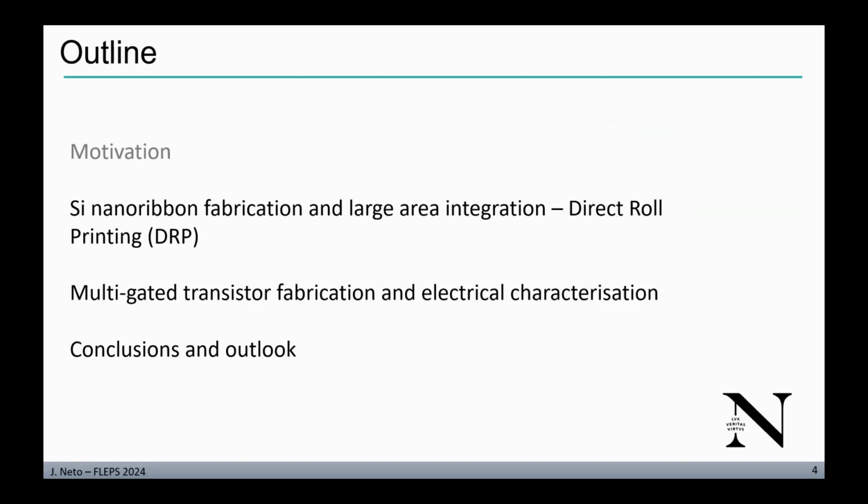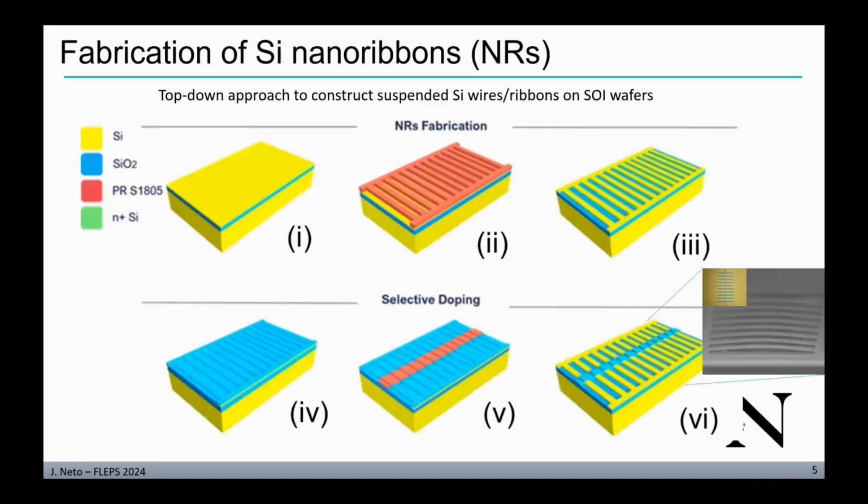With this background, here is the outline. Motivation I have already spoken. The device that I'm going to present is based on silicon nanoribbon, and I will explain how we fabricate these devices using the direct roll printing method, the method that we developed in my group. And using this method, how we get multi-gate transistors. I will also present the fabrication and the electrical characterization of these devices, and then I'll conclude this talk.